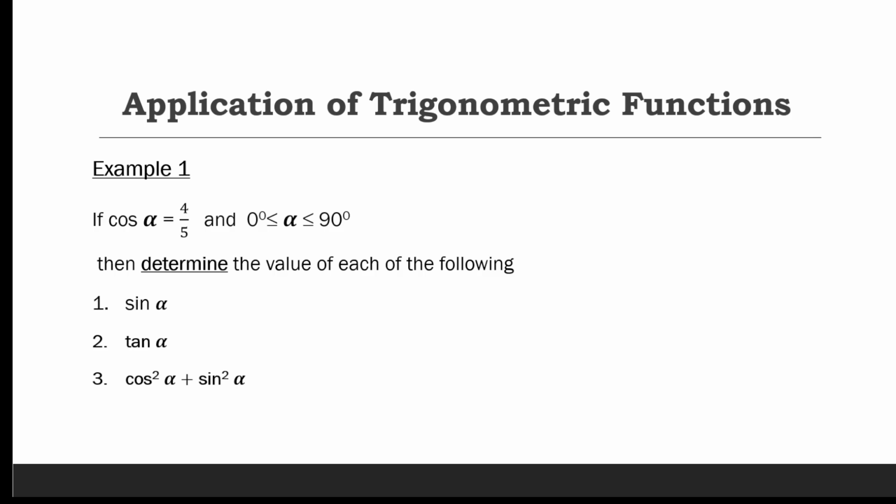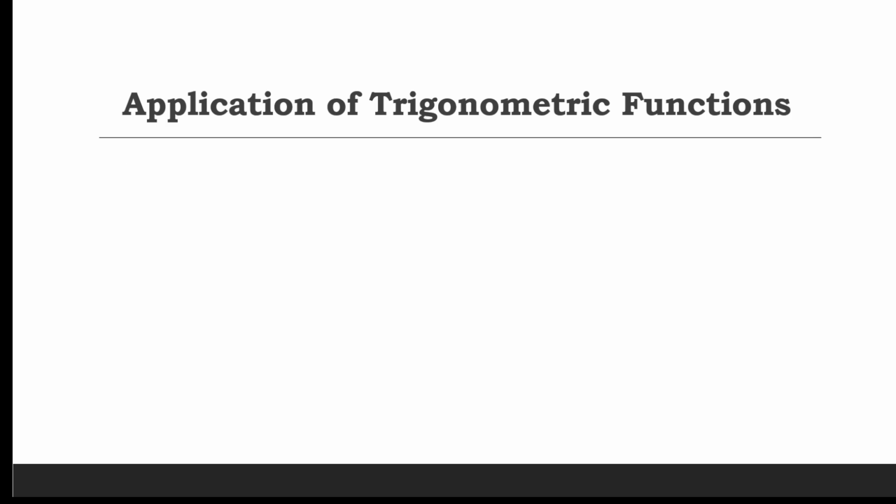Now let us look at an example. If cos alpha is equal to 4 divided by 5, and alpha is between 0 degrees and 90 degrees, then determine the value of each of the following. Number 1, sin alpha. Number 2, tan alpha. Number 3, cos squared alpha plus sin squared alpha. Now, let's look at the solution for each.